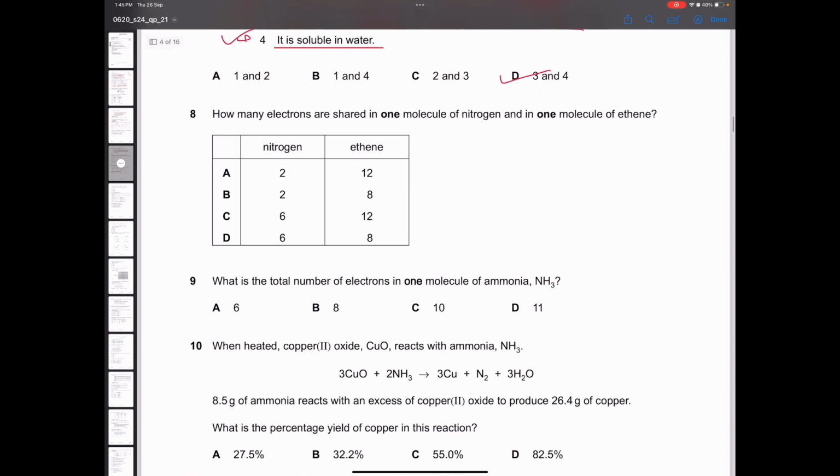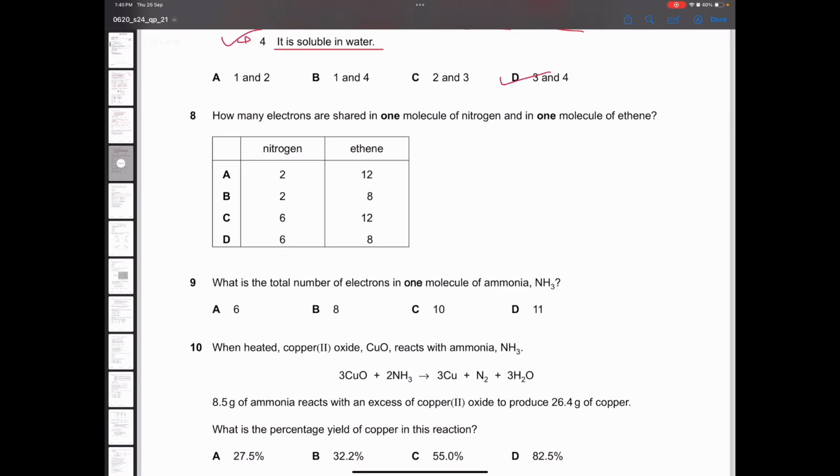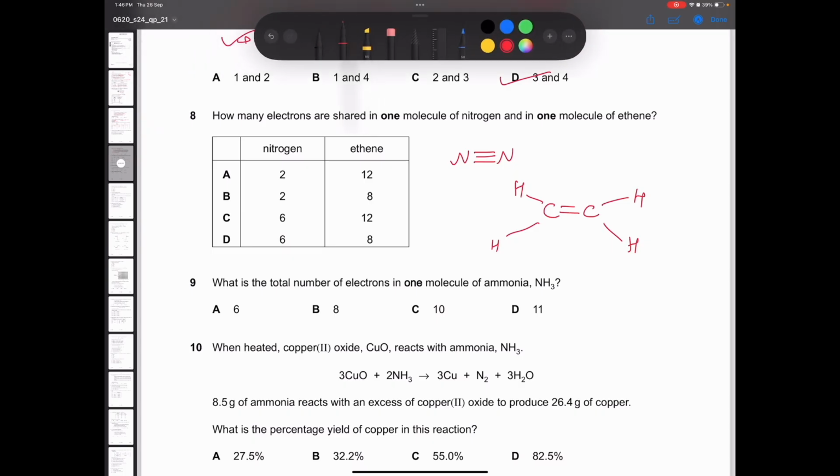Next question, how many electrons are shared in one molecule of nitrogen and one molecule of ethene? For this, we need to know the structure. In nitrogen, 3 bonds are there between the 2 nitrogen atoms, and in ethene, the structure of ethene looks like this. So you can clearly count the number of electrons here.